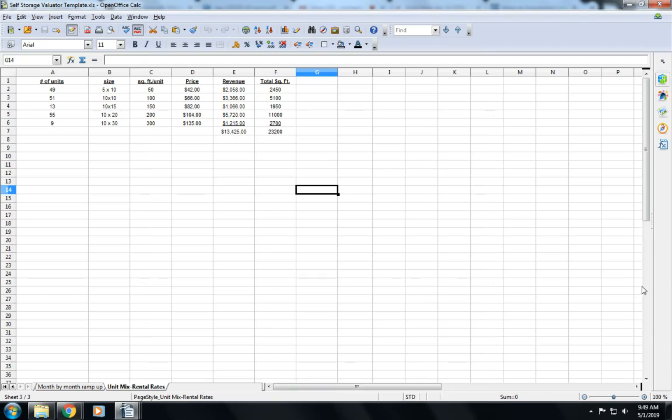I wanted to review something with you real quickly here. This is one of the formulas that I use to do a down and dirty analysis of a property, just to see whether or not it's worth spending more time on.